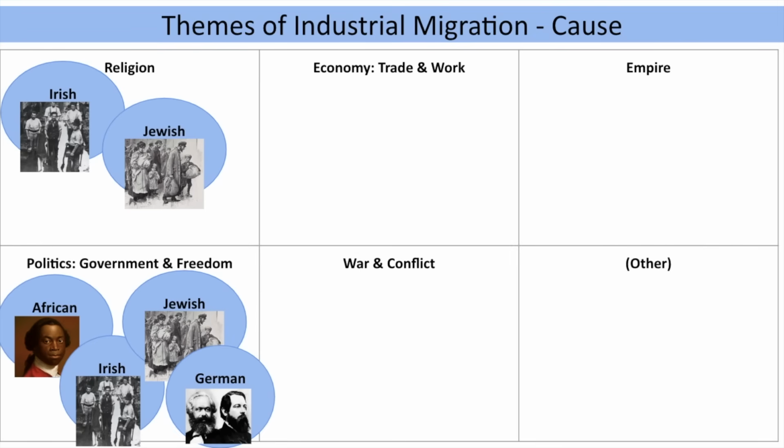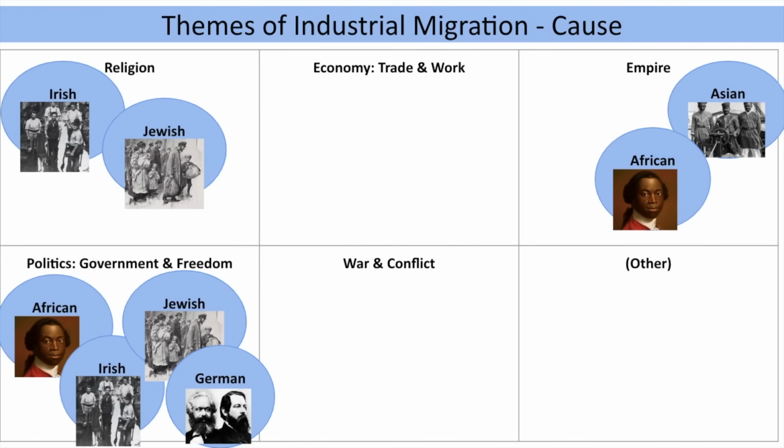Another really important factor to consider at this time is changes to the British Empire and how they affect migration. So the colonization of Africa is going to link to increased African migration. As mentioned already, the colonization of Hong Kong and China and the official takeover of India are changes to the empire that increase Asian migration.